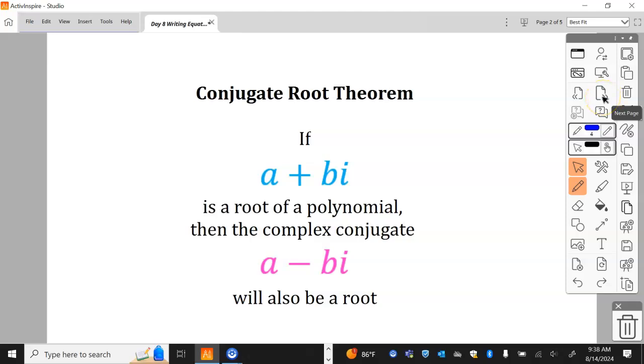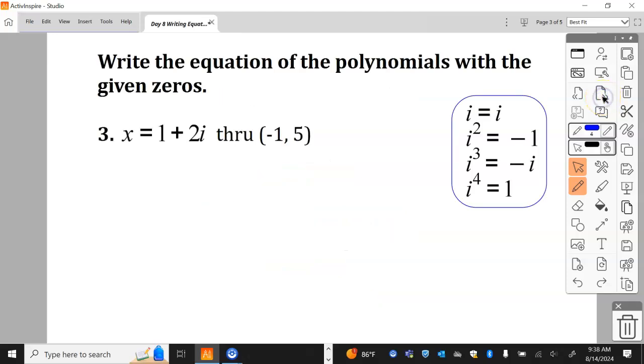And we remember that i is the imaginary number. So i just equals i. It's the square root of -1. i squared is equal to -1. i cubed is equal to -i. And i to the fourth is equal to 1. So that's going to be a bit helpful.